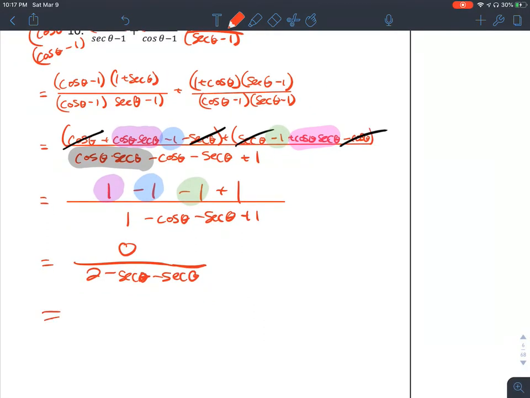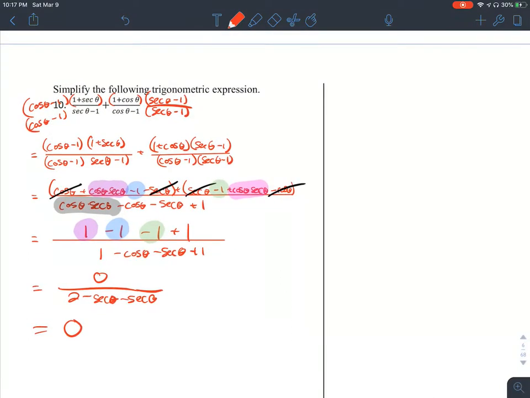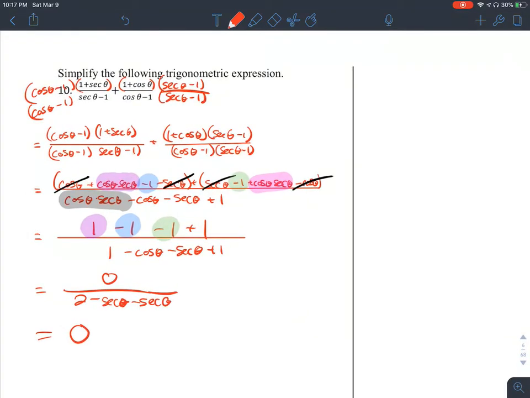0 divided by anything is 0. I forgot to mention these directions were a little different. So simplify the following trig expression, which means who knows what your answer is going to be, but you better make her simple. That concludes these notes.